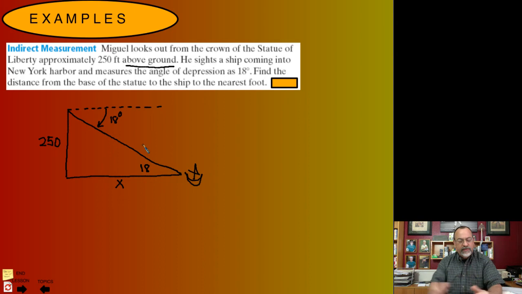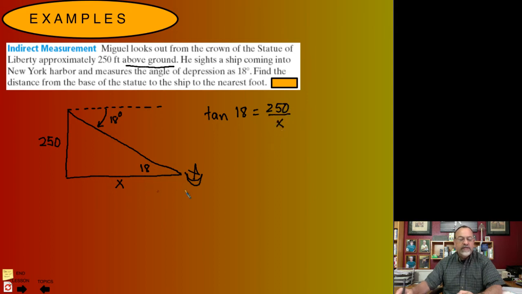So once I have this sketched out, I can then say, okay, here's the angle, this is opposite, this is adjacent, so which ratio should I use? Well, tangent ratio uses opposite and adjacent, so I would use that, and so then I would write my ratio. The tangent of my angle, which is 18 degrees, is equal to the opposite side of 250 over the adjacent side of x.